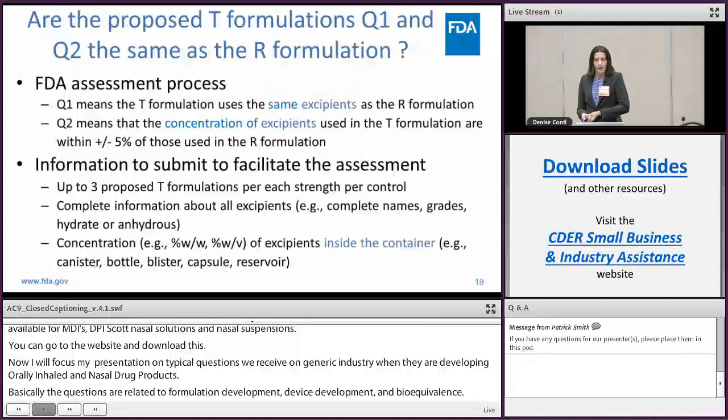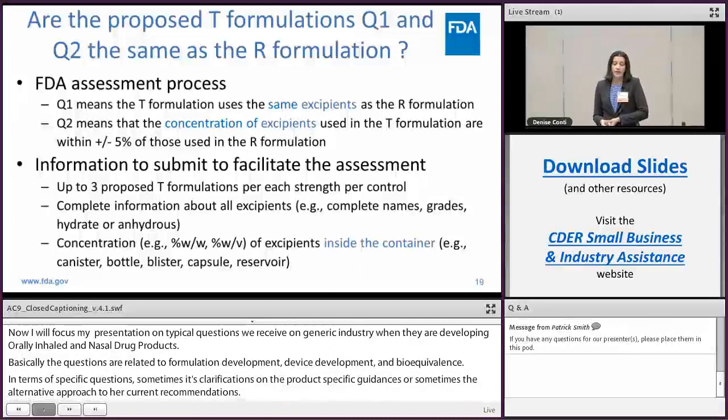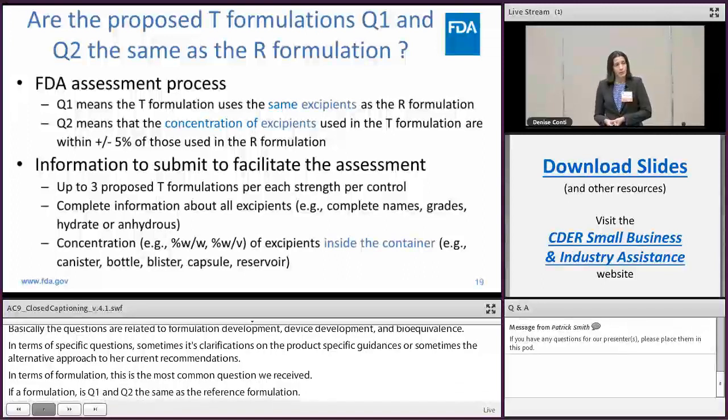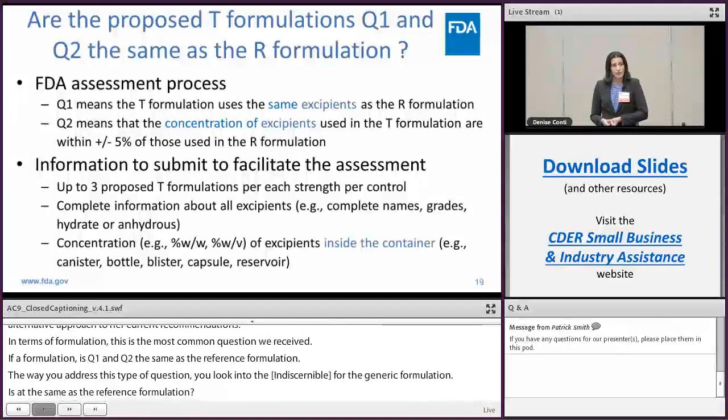In terms of formulation, this is the most common question we receive: if the proposed formulation is Q1, Q2 the same as the reference formulation. So the way we assess this type of question, we look into the excipients in the generic proposed formulation, if they are the same as the reference formulation, and also the concentrations of excipients, if they are similar to the reference formulation, within the plus minus 5% range.